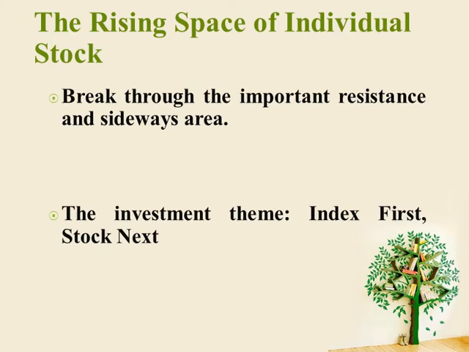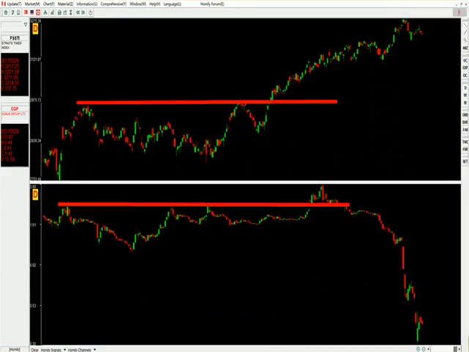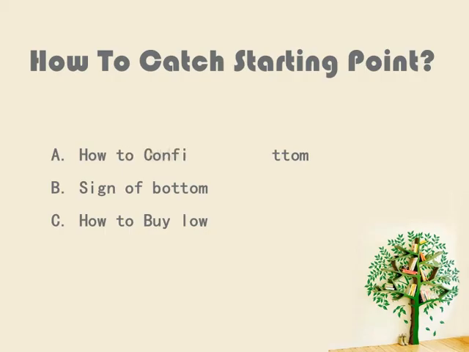Rising space of individual stocks. Break through the important resistance and sideways area. The investment sets the index first, the stock next. So if you want to judge whether this stock is suitable to buy or not, you can use index chart comparison to judge whether your stock is a potential stock or not. If stronger than the index, it is a potential stock in the future. If weaker than the index, you'd better give up. Okay. So this is how to catch the starting point.